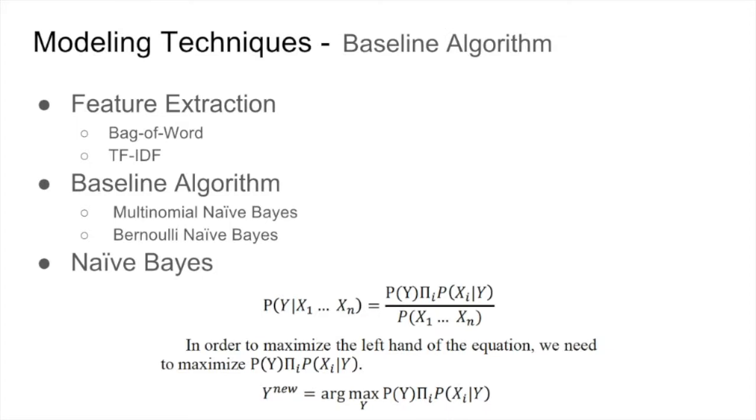Then we begin our machine learning process with feature extraction. Here, we apply 2 popular methods for natural language processing and information retrieval: the bag-of-words model and TF-IDF. We use multinomial naive Bayes and Bernoulli naive Bayes as our baseline algorithms.